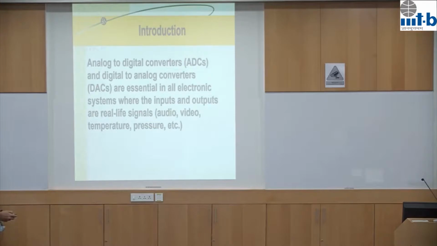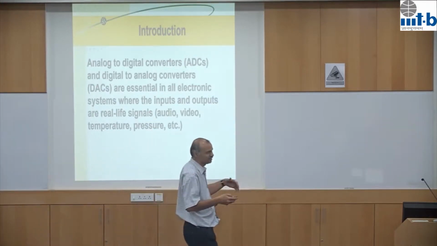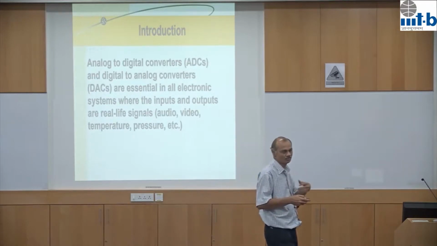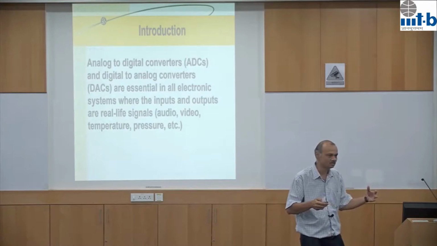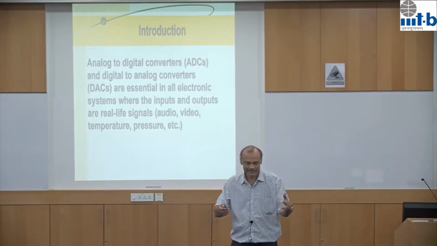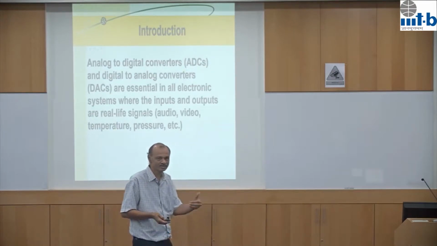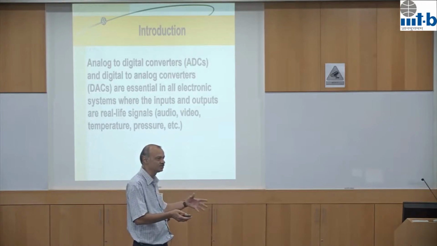So analog to digital and digital to analog converters are everywhere. They are part of every large electronic system which has any real life interaction. Any electronic system that has a real life interaction will have A to D and D to A converters, because all real life signals are analog.